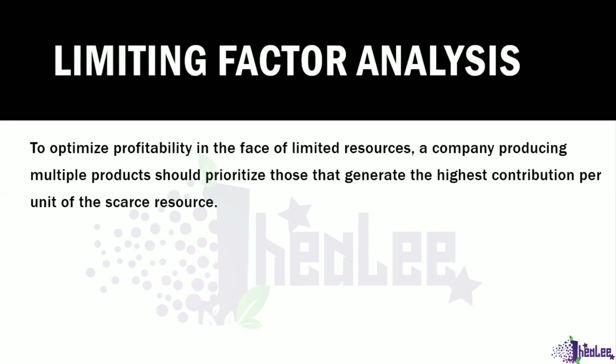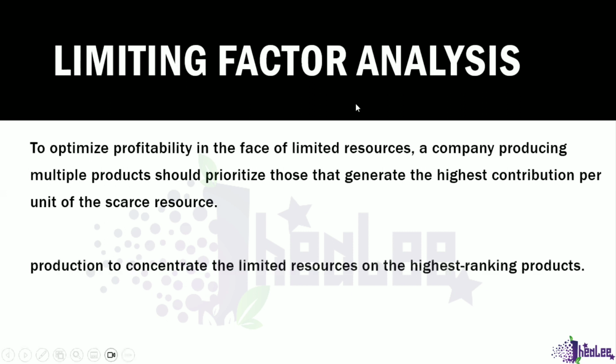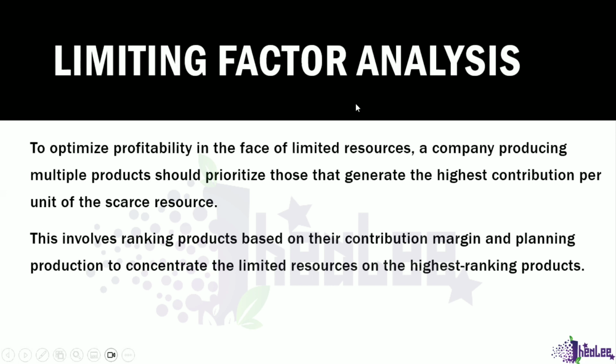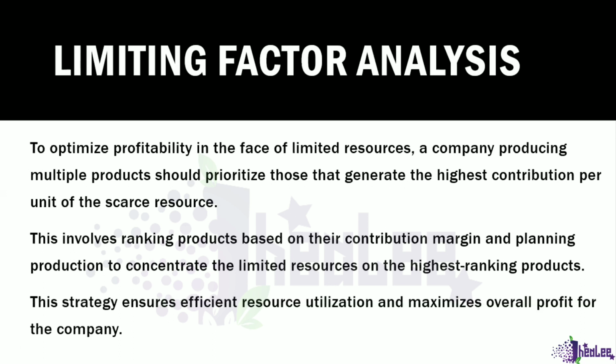With that said, to optimize profitability in the face of limited resources, a company producing multiple products should prioritize those that generate the highest contribution per unit of the scarce resource. This involves ranking products based on their contribution margin and planning production to concentrate the limited resources on the highest ranking products. This strategy ensures efficient resource utilization and maximizes overall profit for the company.